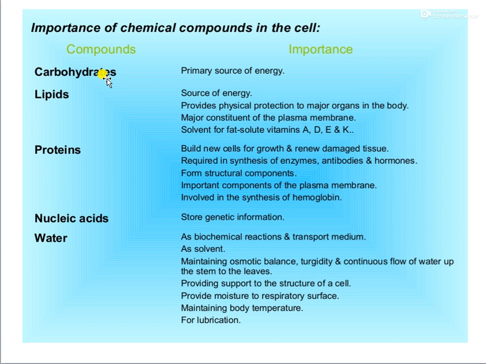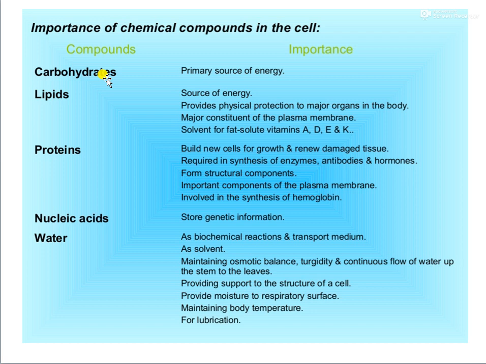Now, coming to proteins: they are the ones which help us to build new cells. Any dead or damaged tissue is grown or renewed with the help of particular proteins. And proteins are required in the synthesis of enzymes, antibodies, and hormones, and they form structural components and important components of the plasma membrane. They are also involved in the synthesis of hemoglobin.